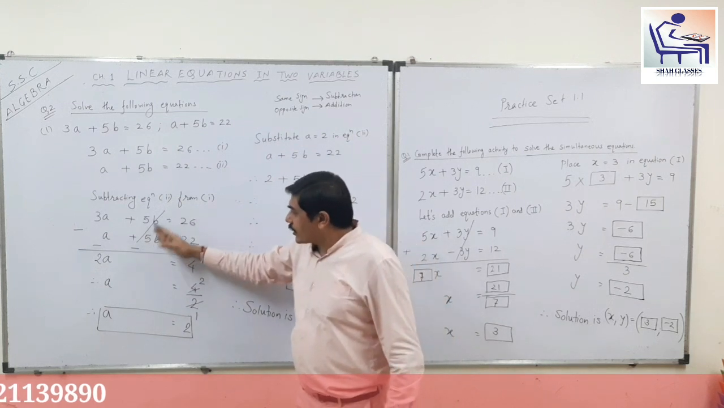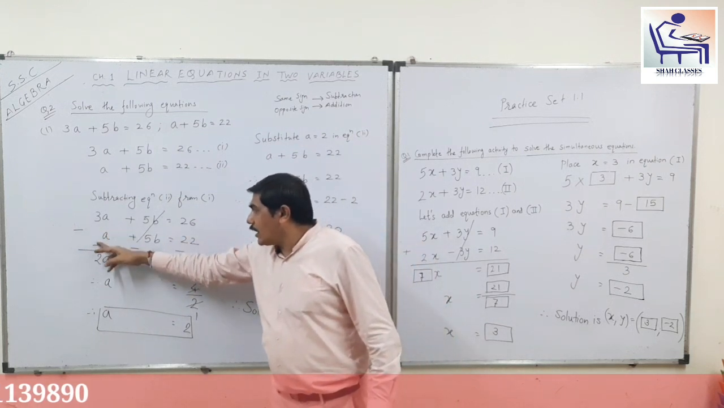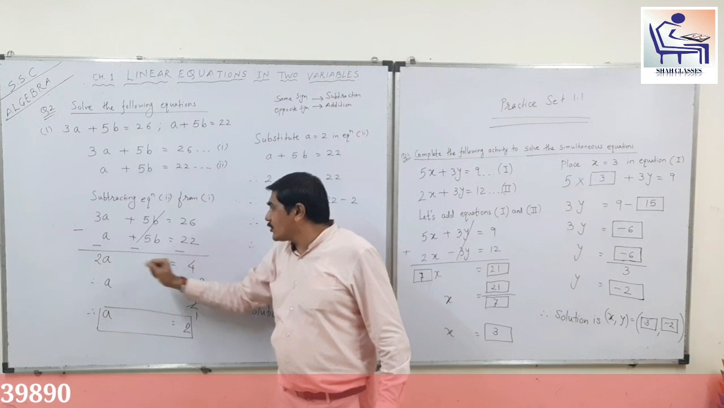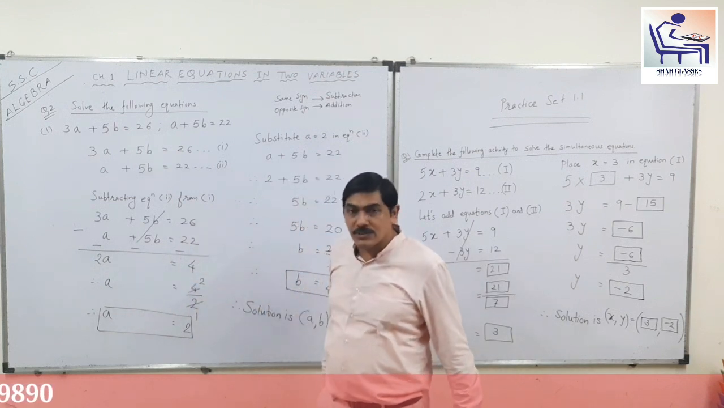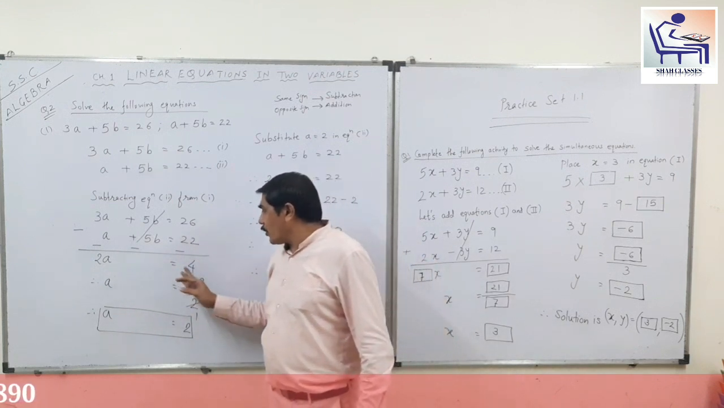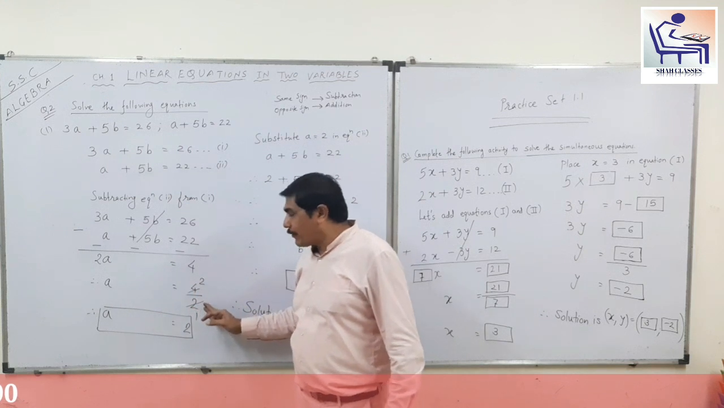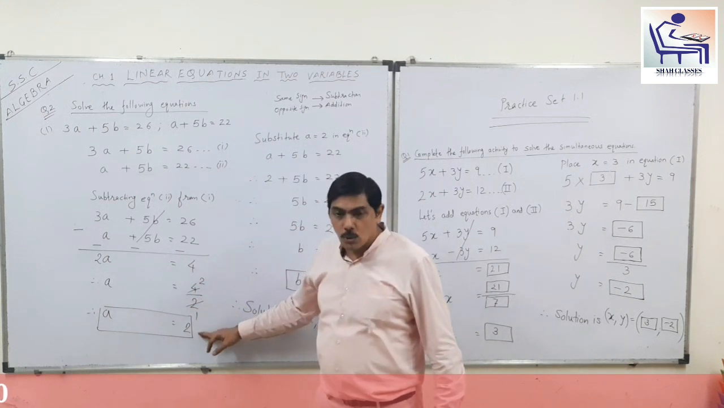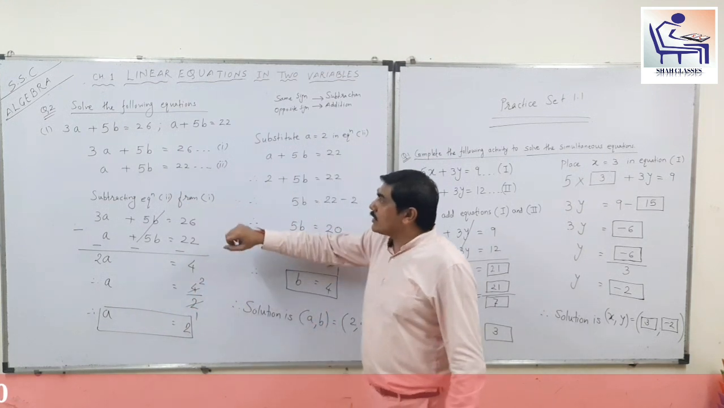फिर आप cancellation करके आगे बढ़ोगे. 3a minus 1a is 2a and 26 minus 22 is 4. So 2a is equal to 4, so a is equal to 4 divided by 2, that comes to 2. Okay, so you can remember the steps.